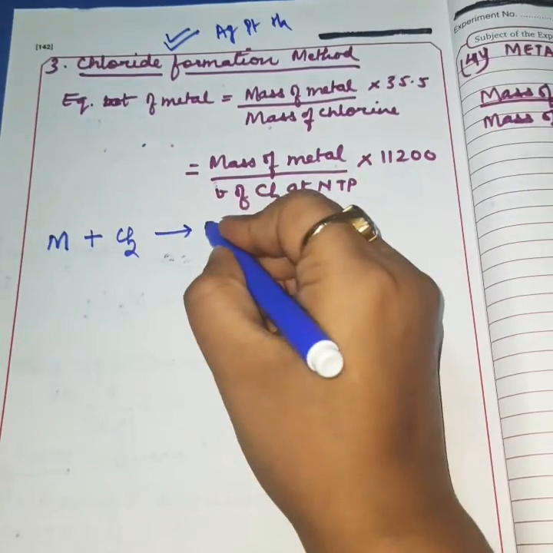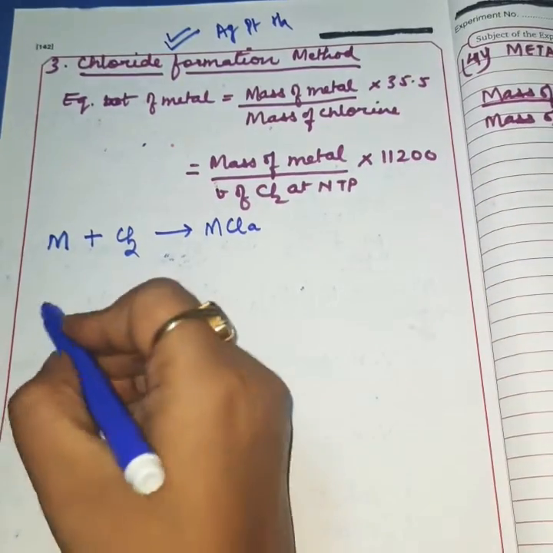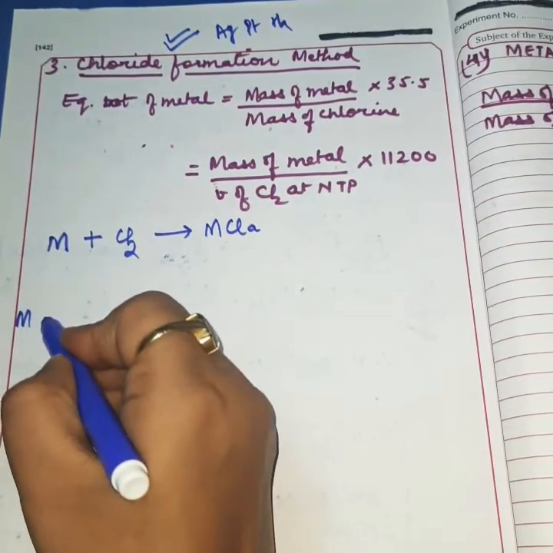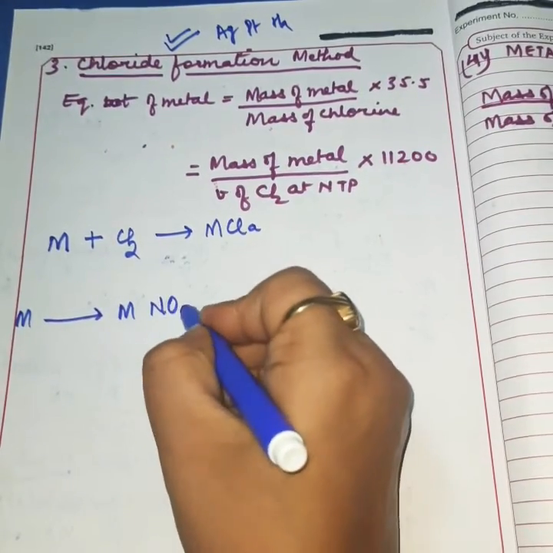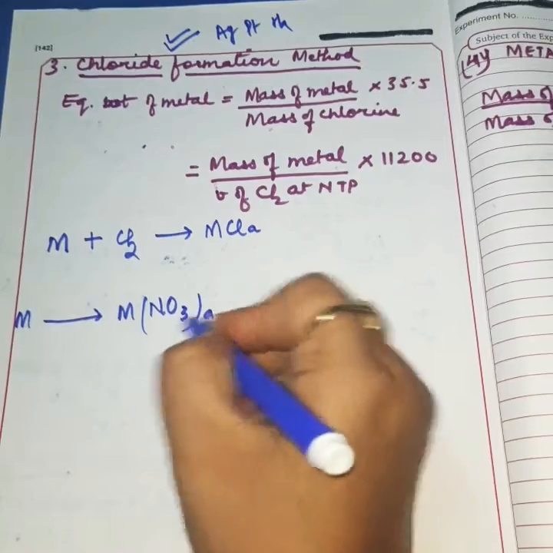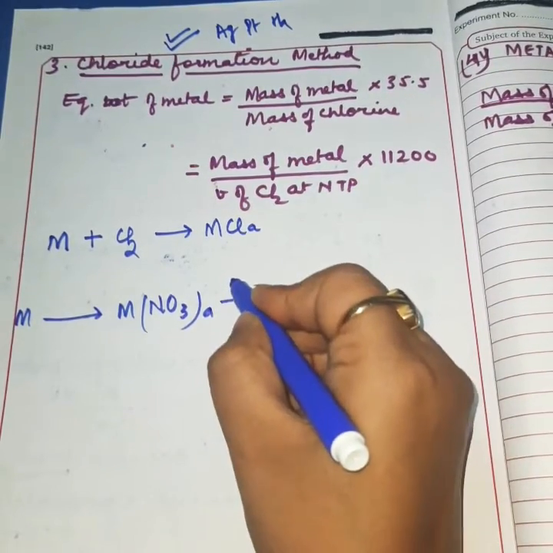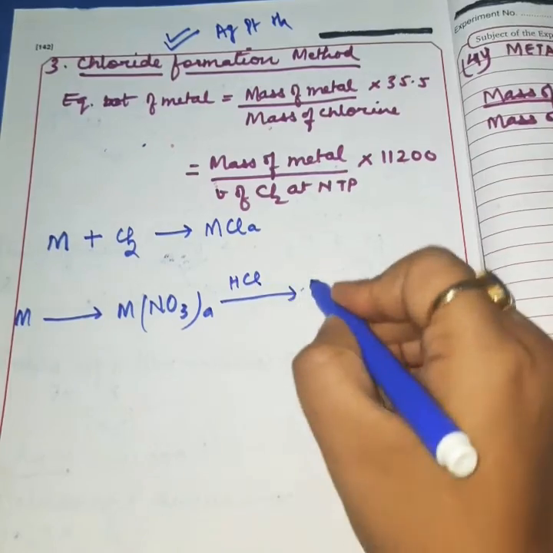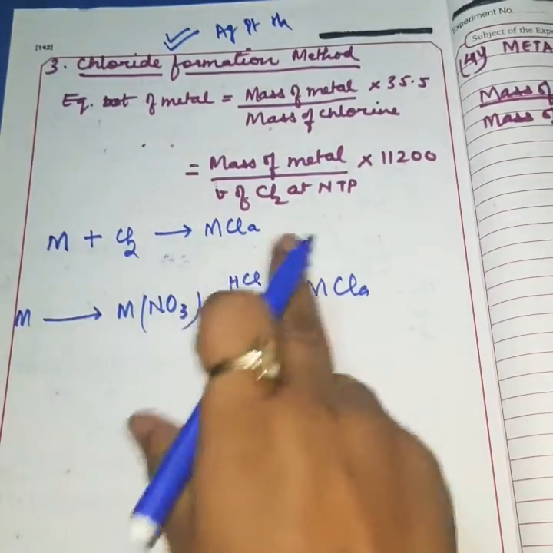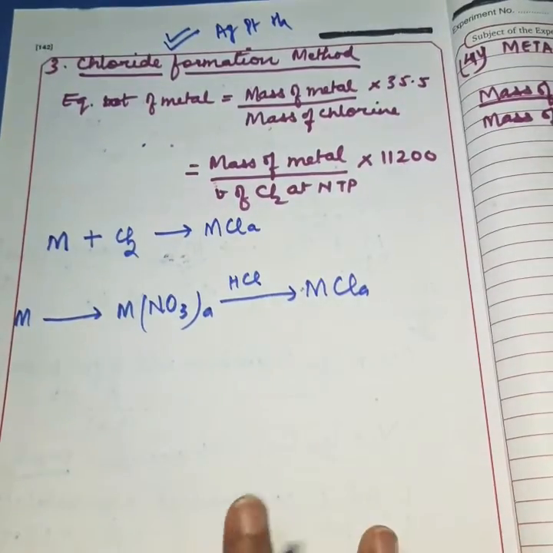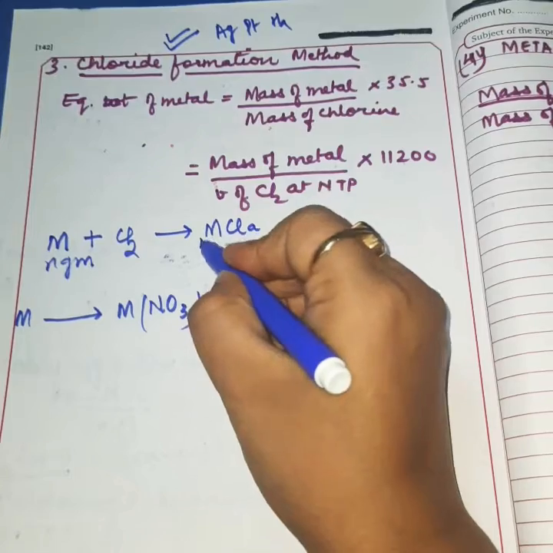Now suppose the valency of metal is A, so MClA. Clear? Or first this metal is converted into its nitrate, M(NO3)A. You understand A is the valency of metal. And then this metal nitrate, by reacting it with HCl, is converted into its chloride MClA, either directly or indirectly. The meaning is the same. Now suppose we have X gram of metal and MClA.